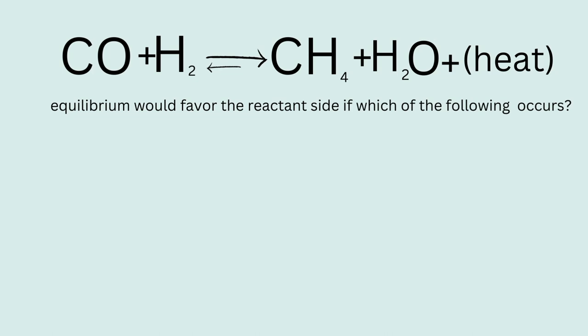So, starting with question number 1. Equilibrium would favor the reactant side if which of the following occurs? By the way, when you see the word favor, it means shift towards, okay? So this means equilibrium would shift towards the reactant side if which of the following occurred.